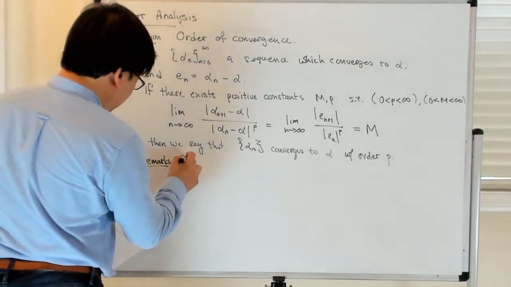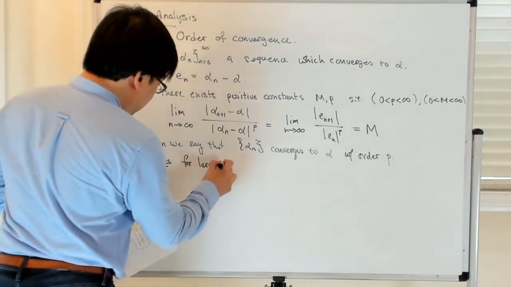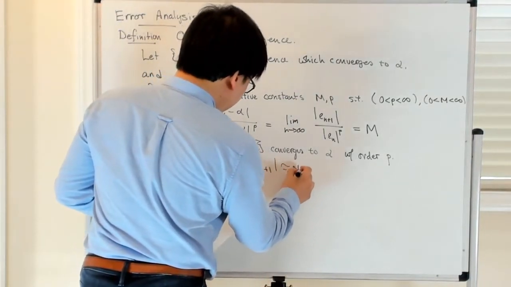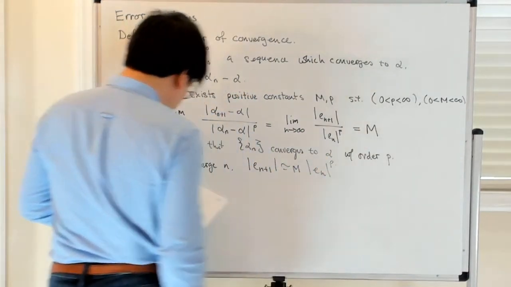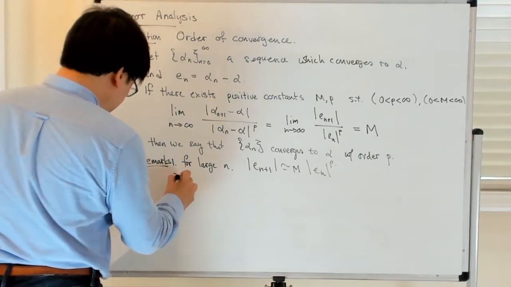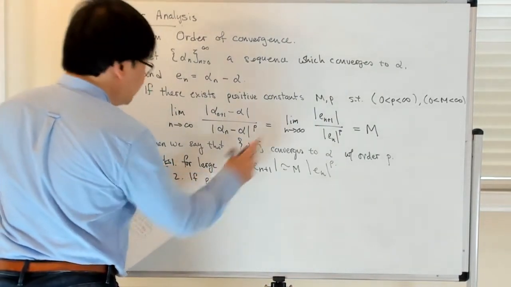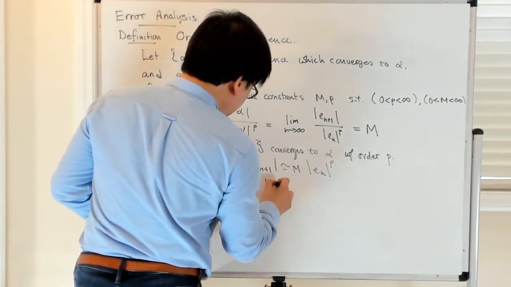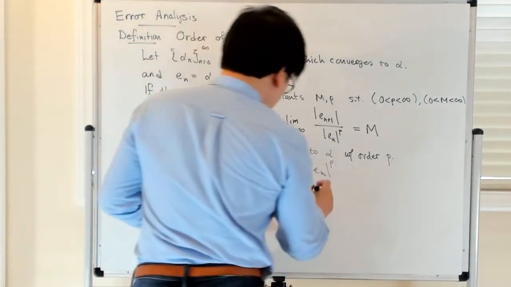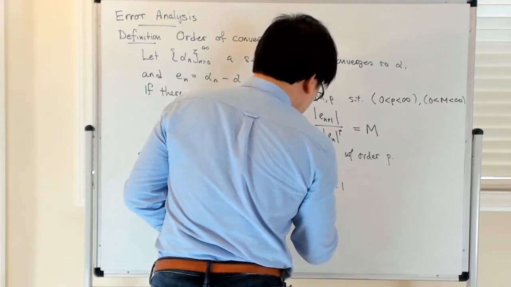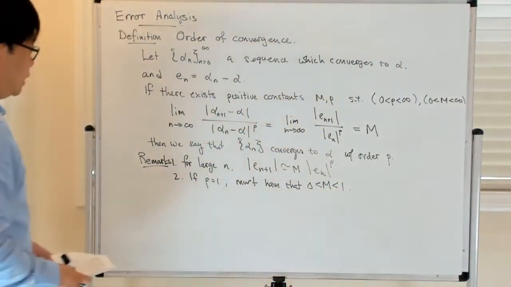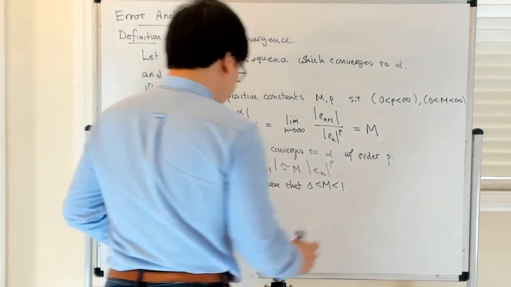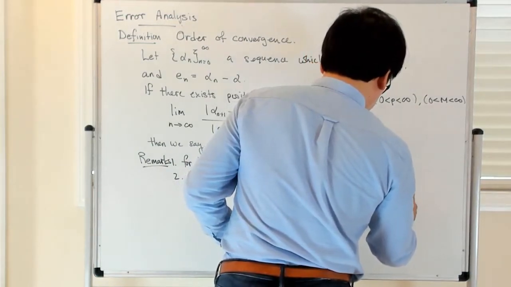The first of which is that for large n, what this is basically saying is that the error at the (n+1)th stage is something like m times the error at the nth stage raised to the p power. And the second thing is that if p is equal to 1, there's a stronger condition on m, right? You must have that m is actually between 0 and 1. Okay? All right. And p equals 1 corresponds to what we call linear convergence.